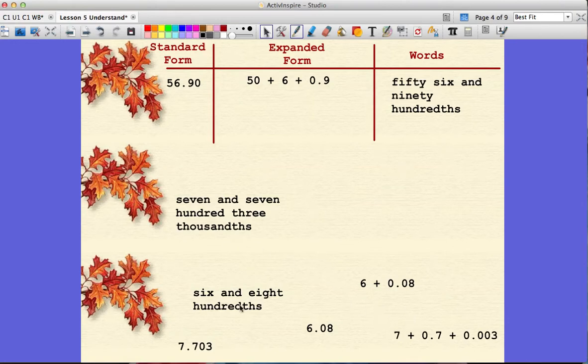So what I want you to do, you have 2 sets left here. I want you to go ahead and pause and complete the chart, and when you come back, we'll check over your answers.